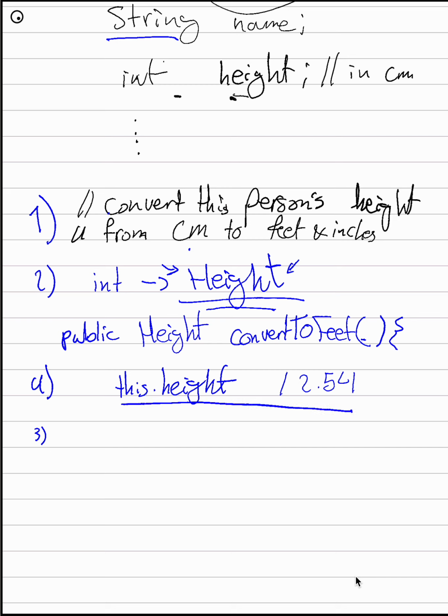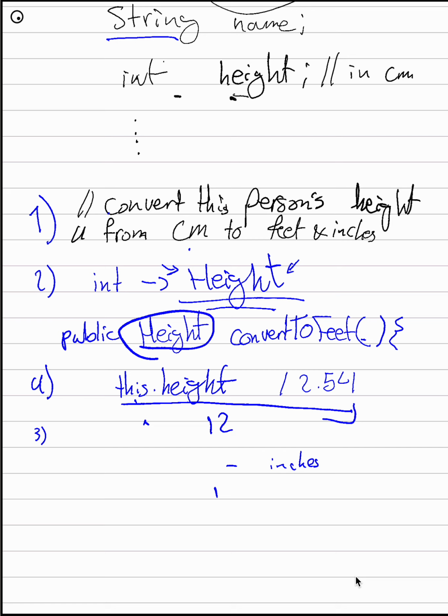And then when you have it in inches, you want to figure out how many feet it would be. There are 12 inches in 1 foot, so you would divide this by 12. That would be your feet, and whatever is remaining would be your inches. Then you can create a new height class with that feet and inches. Does that make sense? Okay, makes sense.